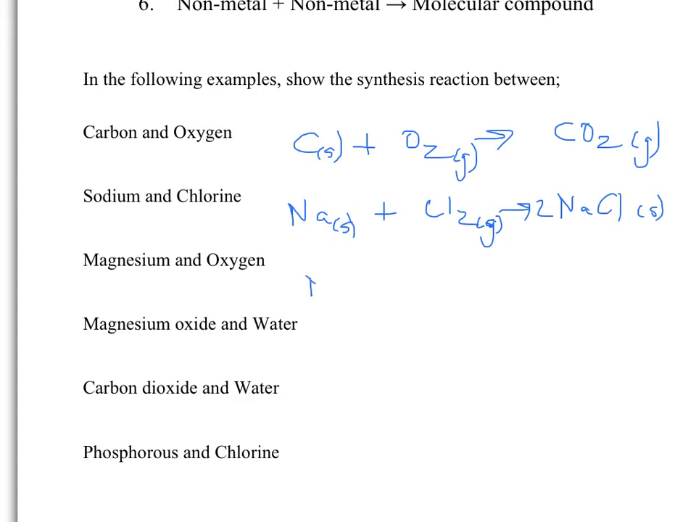Magnesium and oxygen. This is pattern number 1. I have a metal combining with oxygen. I'm going to make a metal oxide. Magnesium oxide is ionic, so I have to crisscross. Magnesium's got a 2 plus, oxygen's got a 2 minus. When I crisscross and reduce, I get MgO. I need to balance my equation and include my states.